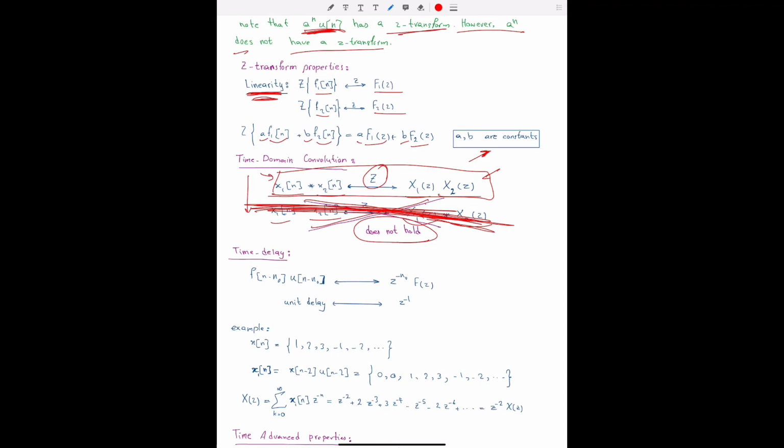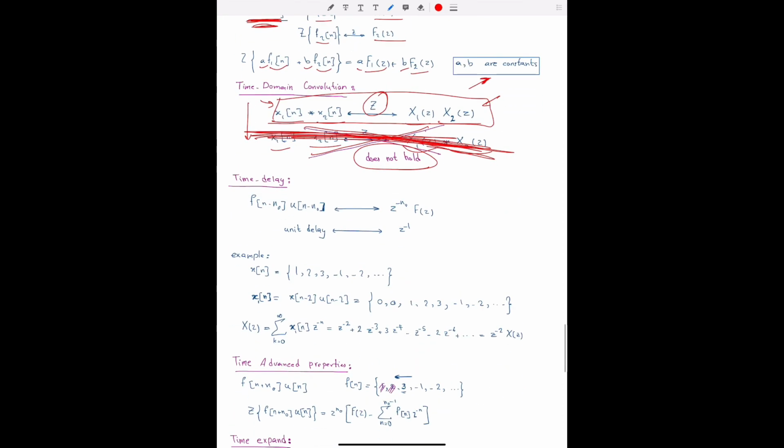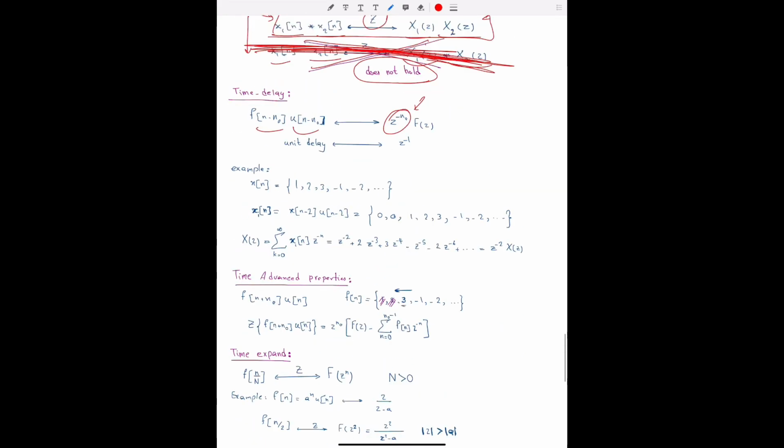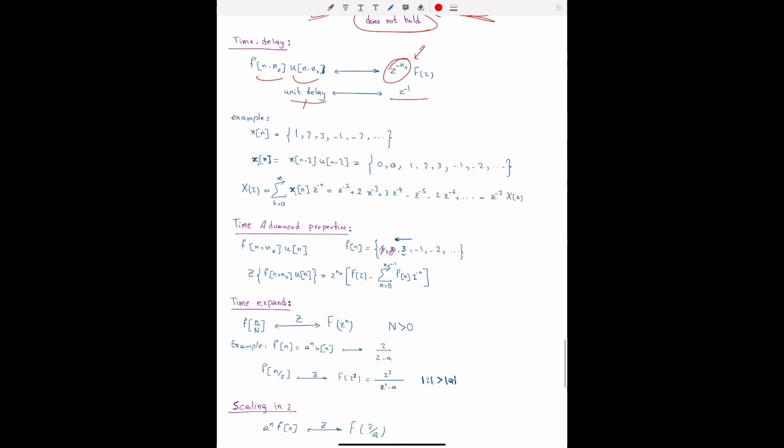Now let's look at the time delay. How does the time delay look? We just multiply. If we have f of n minus n naught, u of n minus n naught, then it becomes z to the power of minus n naught times F of z. So for a unit delay, the function is multiplied by z to the power of minus 1.